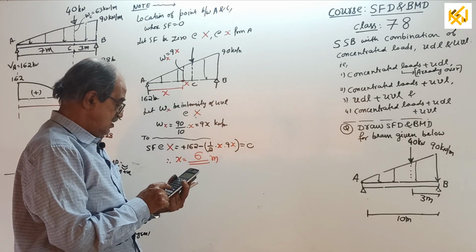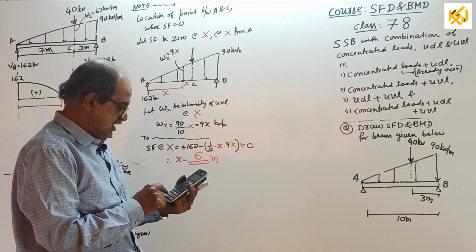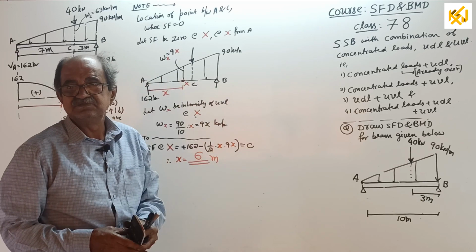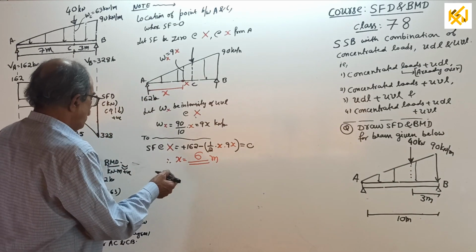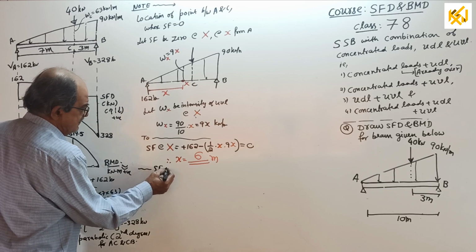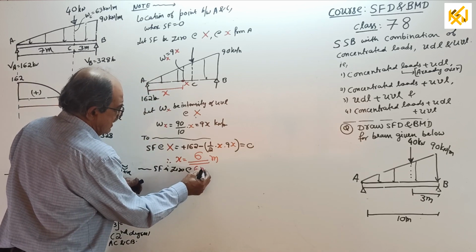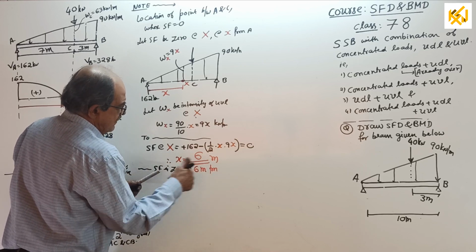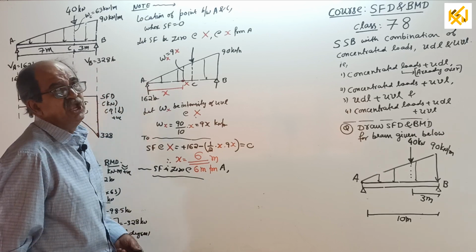162 into 2 divided by 9 equal to root answer. It is 6 meter. I will not give such commitments unless I have confidence. So, one statement right here. Therefore, you write shear force is 0 at 6 meter from A, and also write, that is the point where bending moment is maximum.